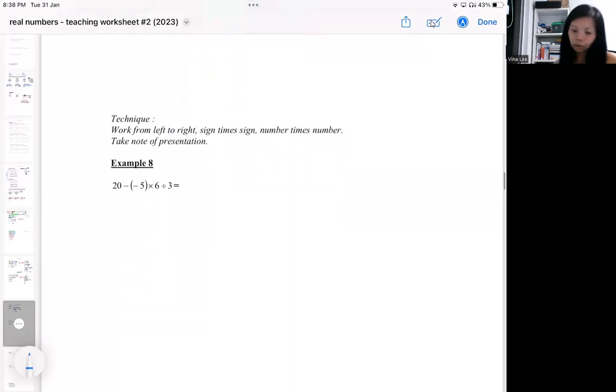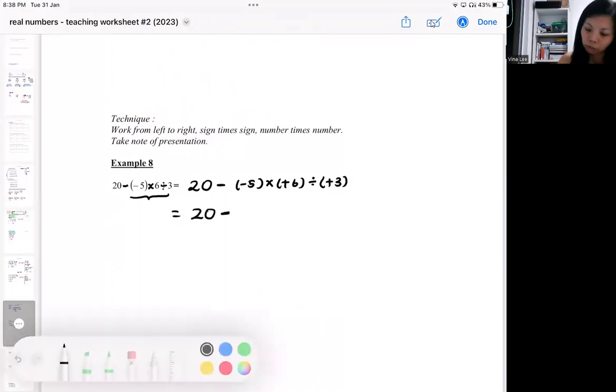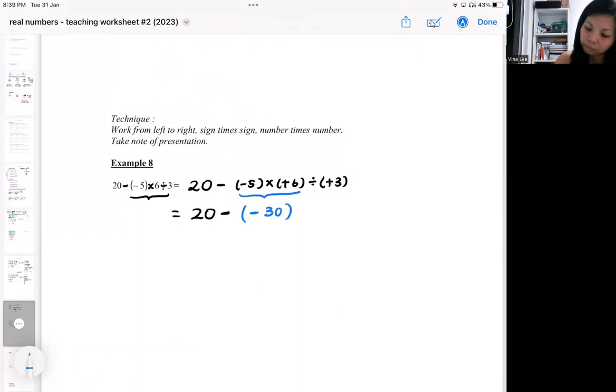You got a 20 and you are subtracting. So there's a subtraction, there's a multiplication, and there's a division. So logically, you should handle the multiplication and division from left to right first. So you're multiplying by a positive 6 and you are dividing by a positive 3. So do the multiplication first. It will get you a negative 5 times 6, which is 30.